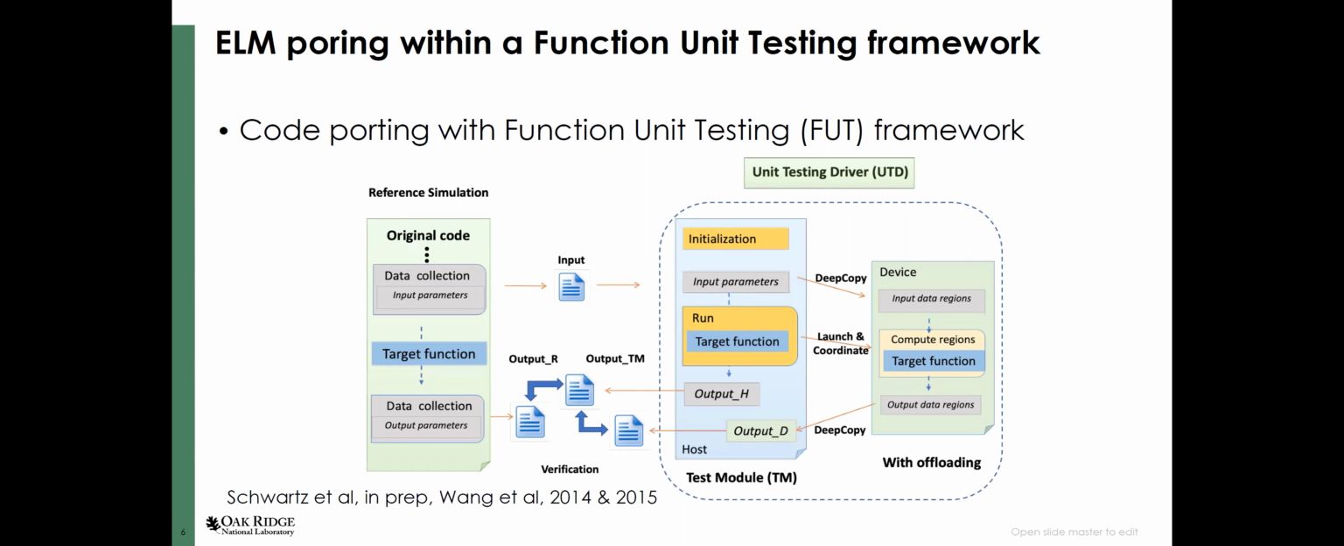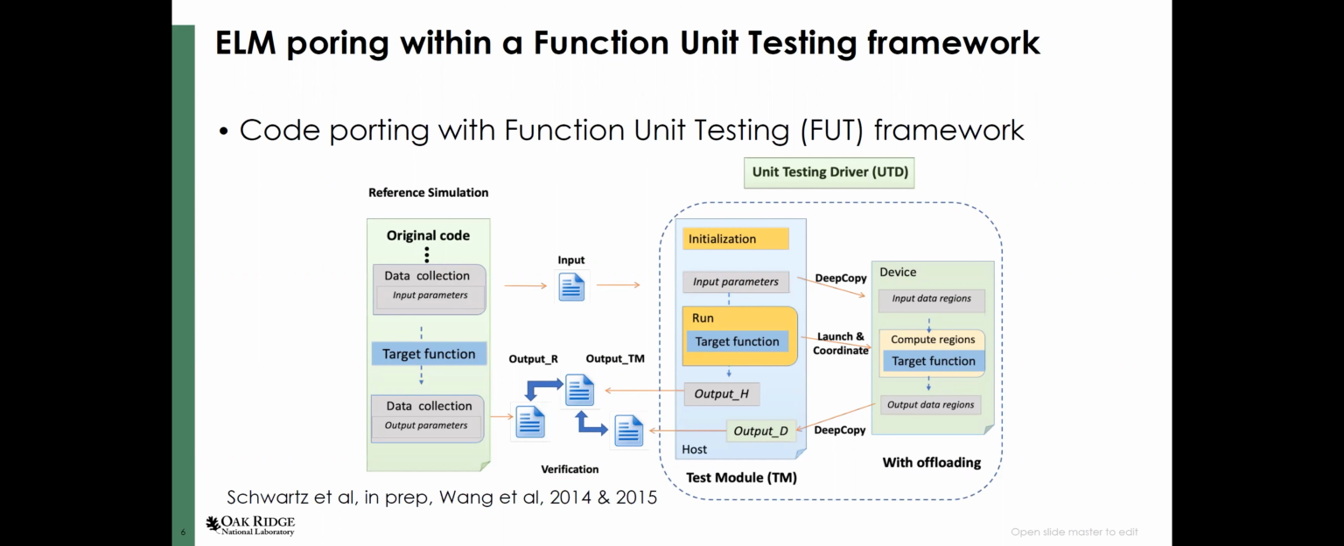Basically, what we're trying to do here is we first use code instrumentation, basically marking each function we want to port, and then we insert code to capture all the input parameters and output parameters from target functions. And then we save this input out and also save this output out.